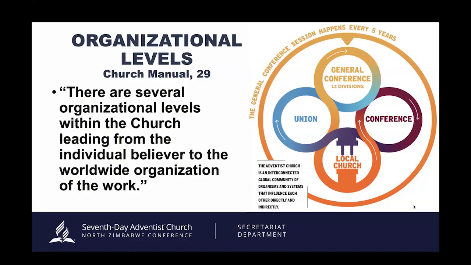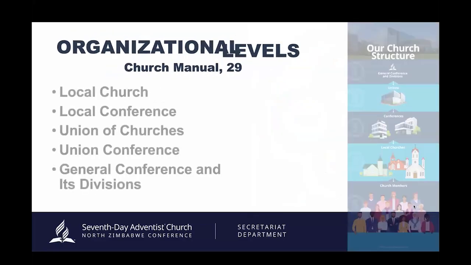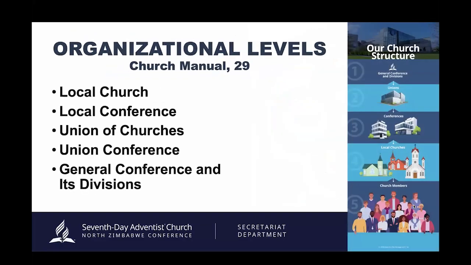So these are interconnected. This interconnected global community is made up of about 4 organisms. That's the local church, the conference, the union, and the general conference itself, together with its 13 divisions. You realize that the 5 that are found in the manual are 4. The 4 of them are the ones that we find in our practice, in our setting. So instead of having 5, which includes the union of churches, this side we only have the local church, the local conference, the union conference, and the general conference together with its divisions.